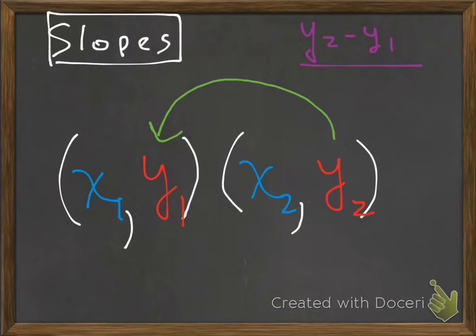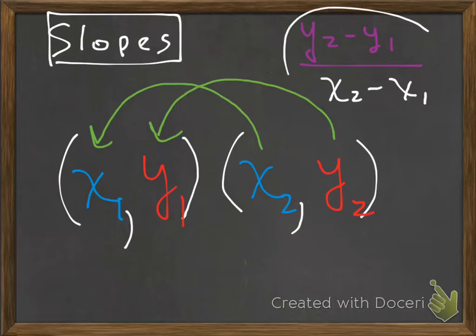And then we're going to take this second x and subtract it from the first x. So I'm going to write down x sub 2 minus x sub 1. So that's the slope formula. And I know that you know it, but I just wanted to review it today because I know that you know how the slope formula is found.